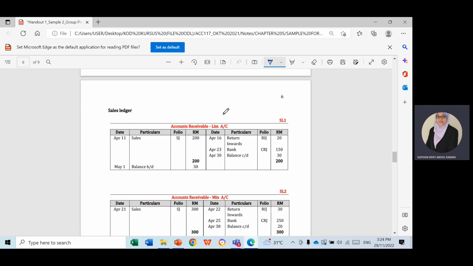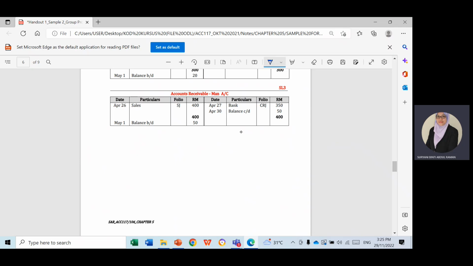Next, we prepare the sales ledger. The sales ledger involves the individual accounts of customers, or accounts receivable. These are also called personal accounts. So you have SL1 for Lim, SL2 for Min, and SL3 for Month. We have recorded all the answers and combined them together.